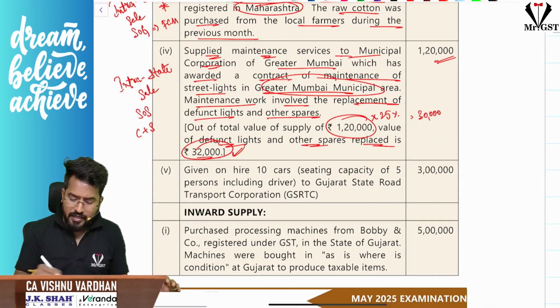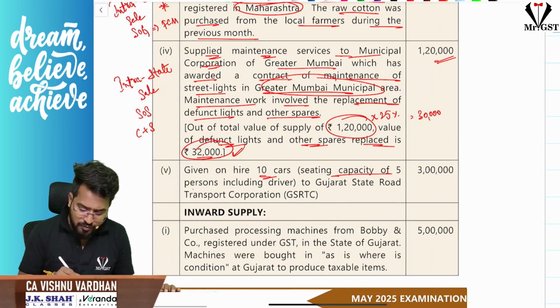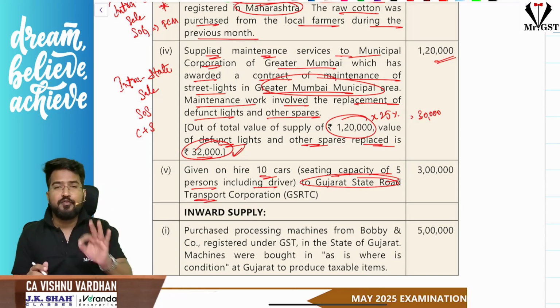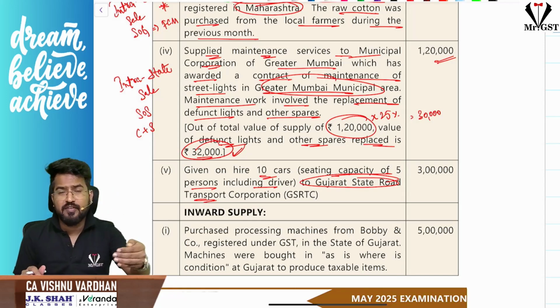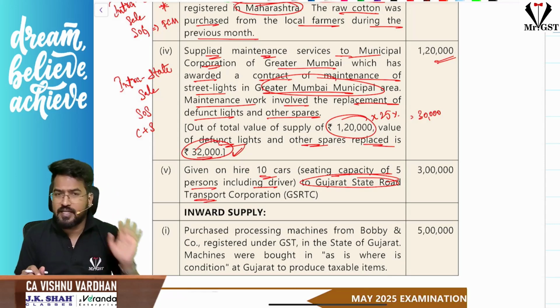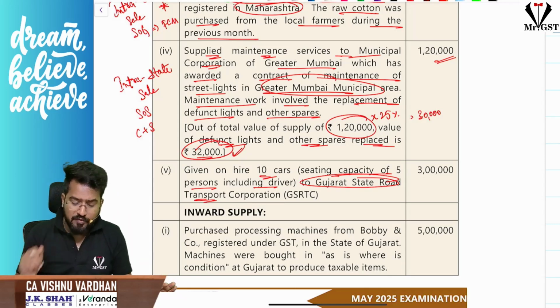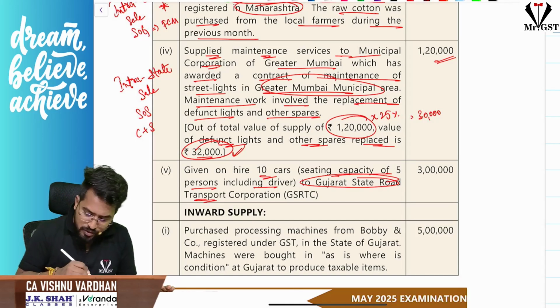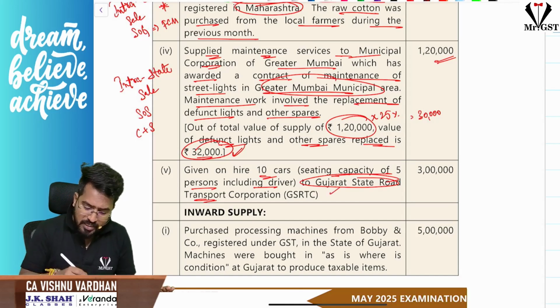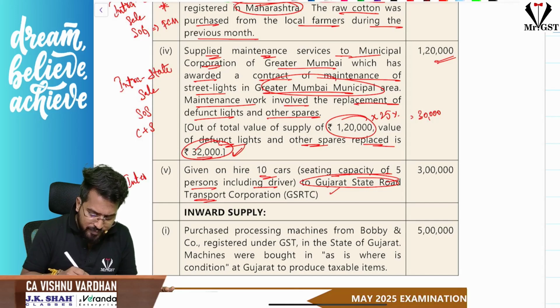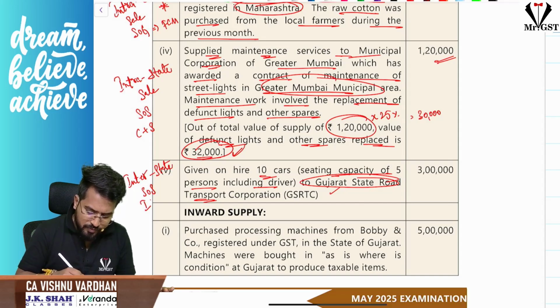Next, giving on hire 10 cars, seating capacity of 5 persons including driver, to Gujarat State Road Transport Corporation. If you remember, the exemption is for renting motor vehicles with a seating capacity greater than 12 to a state road transport undertaking, but here it is only 5 persons including driver. So this is also taxable. This is related to Gujarat, and you are in Maharashtra. So this is an interstate supply of service, renting the vehicles, so IGST will come into picture.